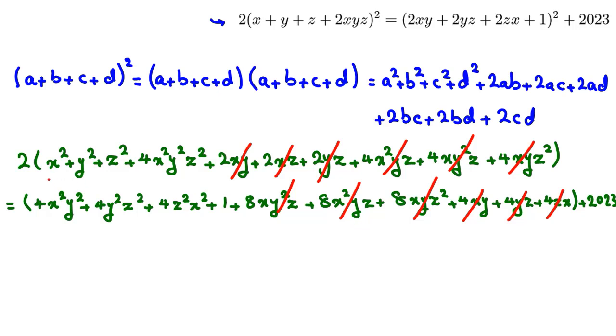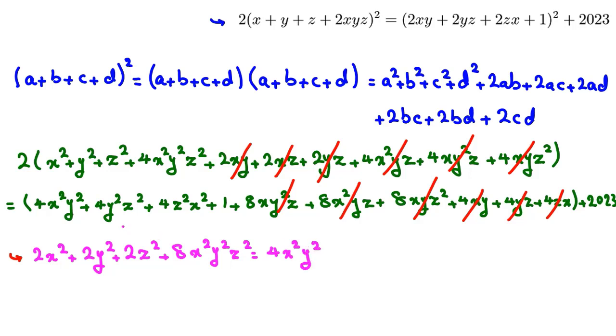And then let's consider another common terms. Here we have 2x squared plus 2y squared plus 2z squared plus 2 times 4, 8x squared y squared z squared, equal to 4x squared y squared plus 4y squared z squared plus 4z squared x squared, and plus 1 plus 2023. So it will be plus 2024. Okay.